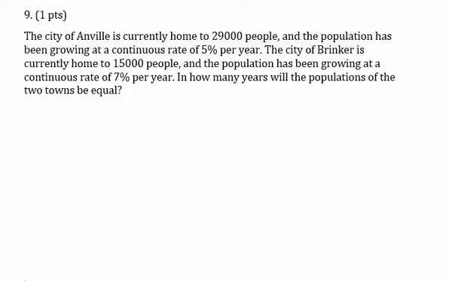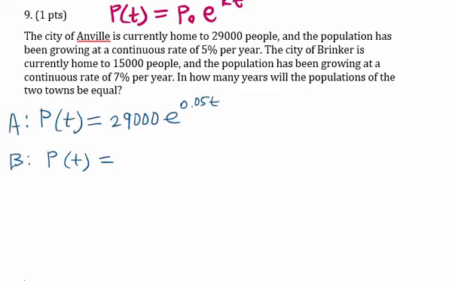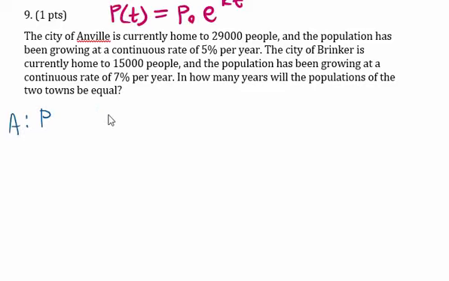Okay, so what we're going to do is write a population equation for each of these towns. So for Annville, we're going to write a function, we'll say P1 of t for population is equal to, our P naught is 29,000, e to the k, which is 5% written as a decimal, 0.05 t.